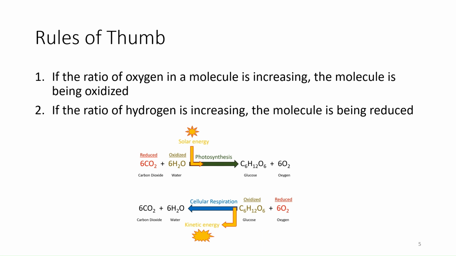It has a decrease in hydrogens, which means it's being oxidized, and it also has an increase in the ratio of oxygens. And an increase in oxygens means it's being oxidized. So we've confirmed glucose is oxidized. Conversely, the oxygen is turned into water, and that increases the number of hydrogens. And so we know that it is being reduced. And again, we have a coupled reaction, a redox reaction.